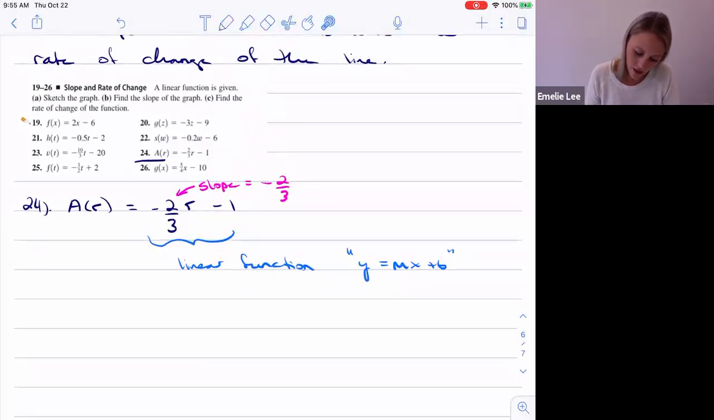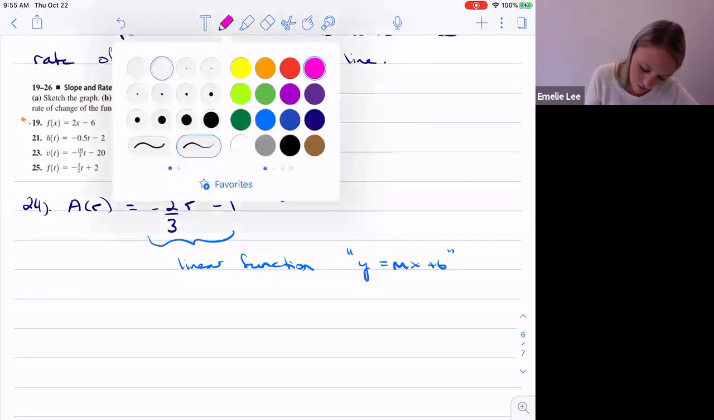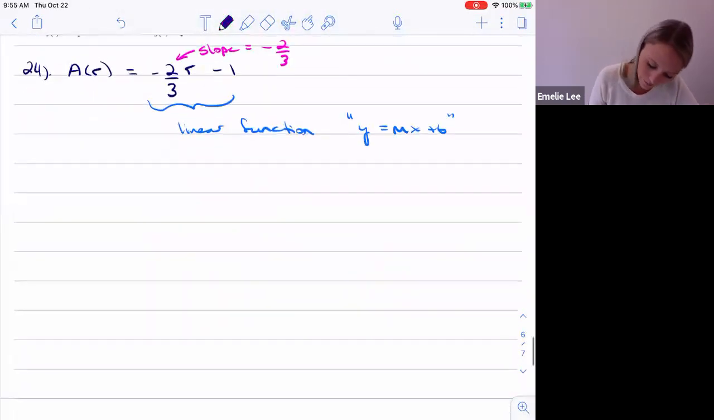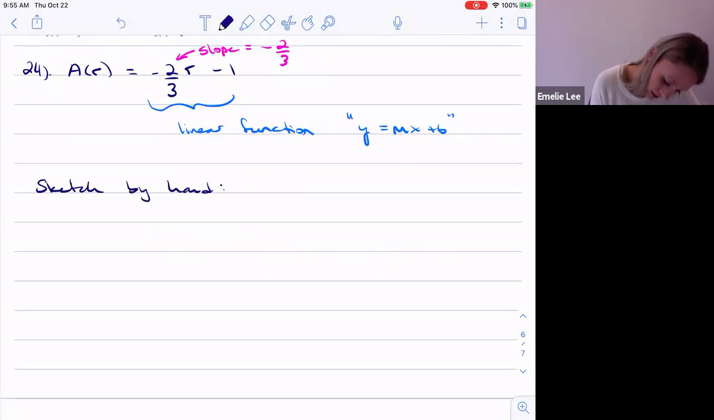So here, if we have to sketch the graph of this thing, well, first thing we could do is we could use Desmos, right? Or we could practice just sketching it by hand. Okay, so first thing I'm gonna do is I'm gonna sketch it by hand first, just for some practice, because it's been a while. Remember how we draw a straight line? So once we've figured out that we have a linear equation, we know it's going to be a straight line. So all I need is at least 2 points on the line, and then I can connect them with a straight edge and extend the line.